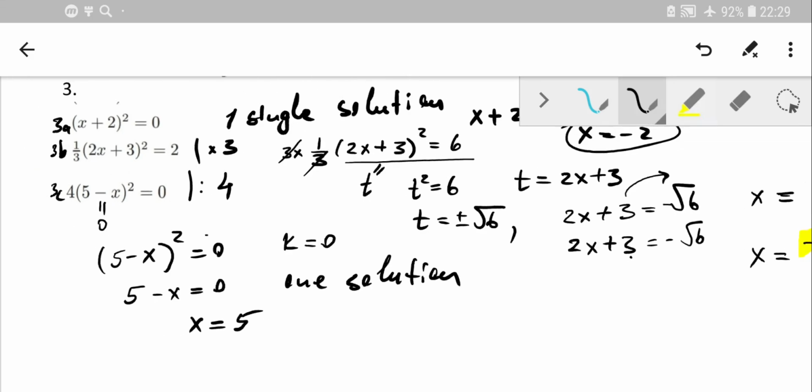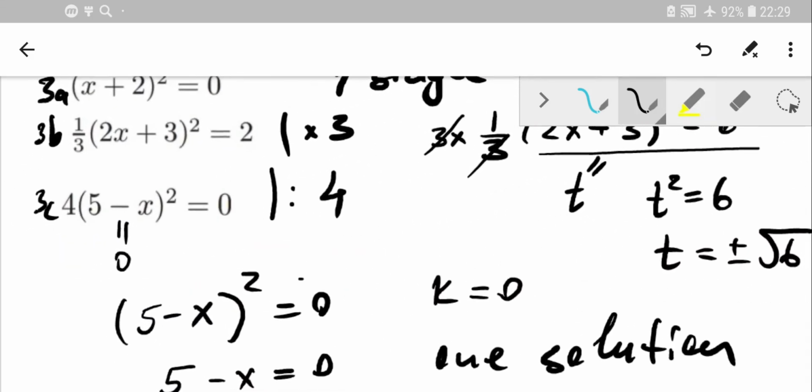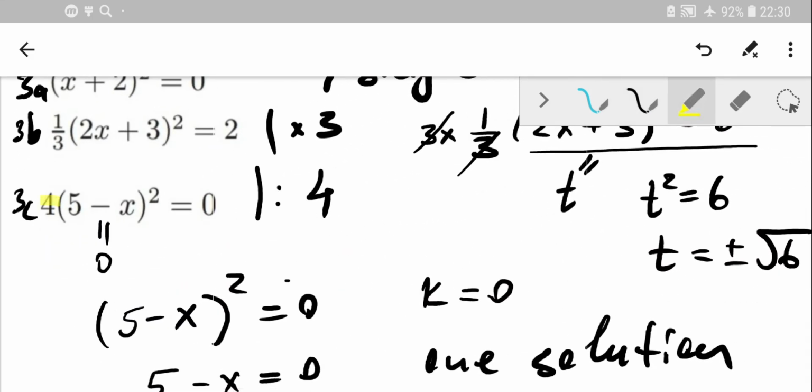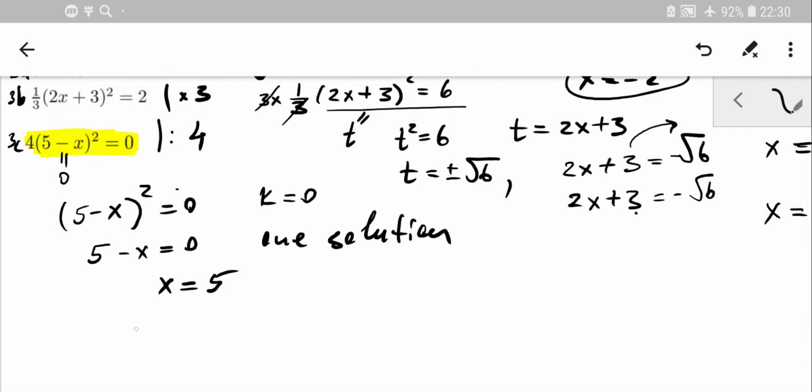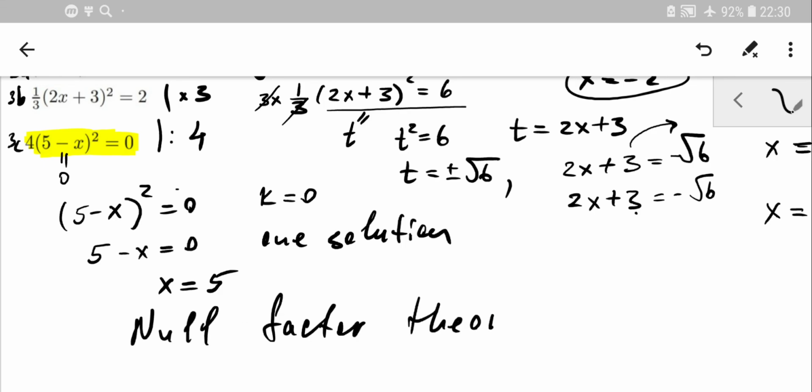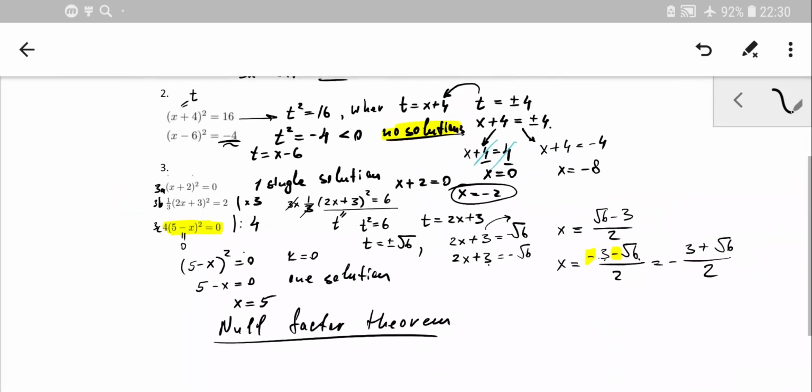All right, so cool. And actually in 3c, we encountered the case of what is called the null factor theorem. That's what you need to cover in my next video, after the first one dedicated to the quadratic equation in its simplest form. Okay, so that was revision.